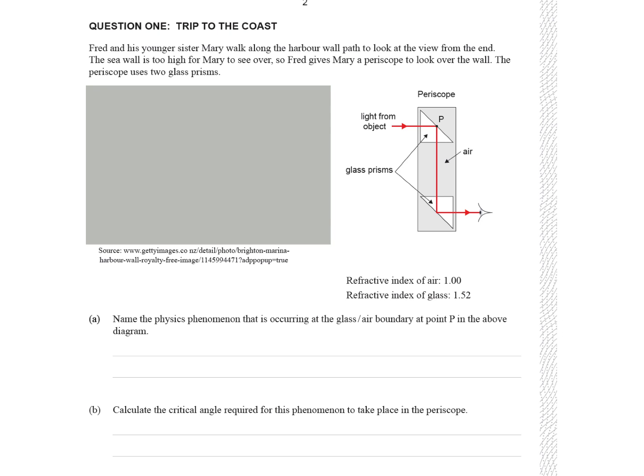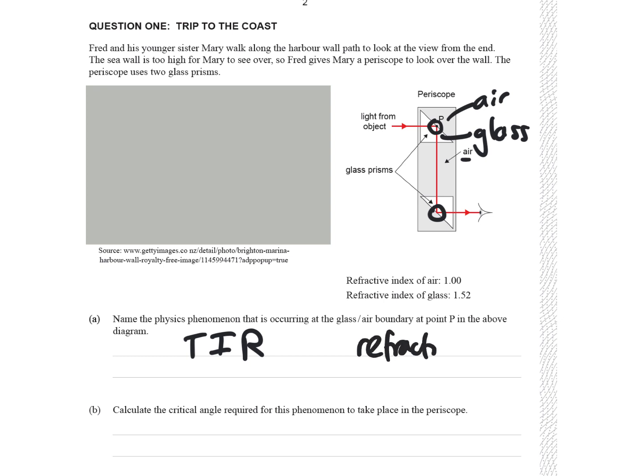So it's saying to name the phenomenon that is occurring at the glass-air boundary. So let's find the glass. There's the glass. This is the air, as you can see from here. So what they're talking about is there and here. So name the physics phenomenon occurring where you're getting total internal reflection. Obviously write it in words. Common mistake in the exam, some of you said total internal refraction. That's wrong. It's a reflection.